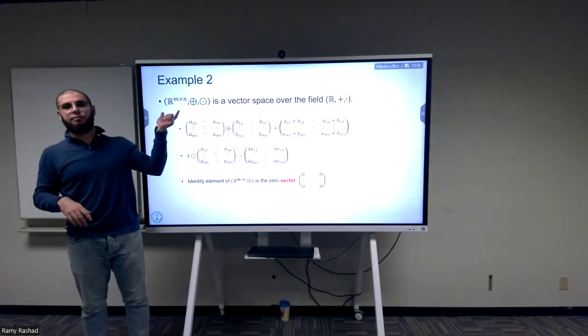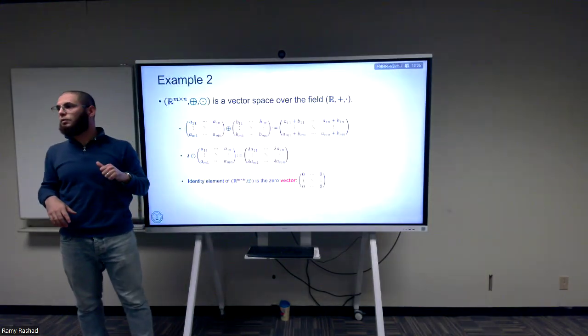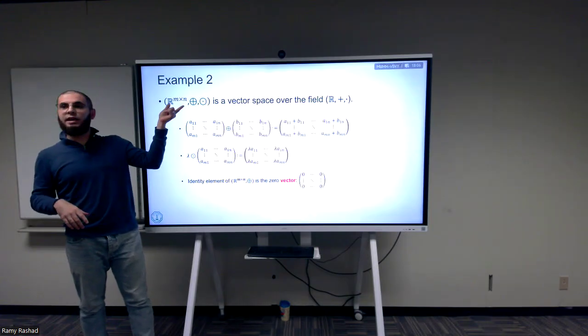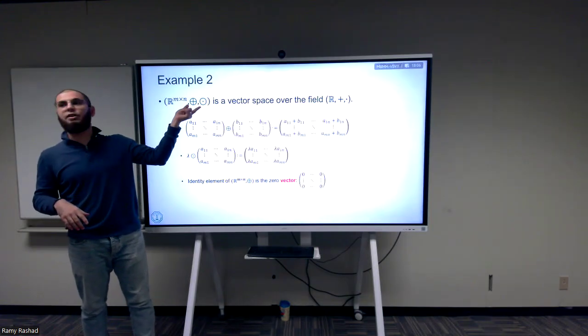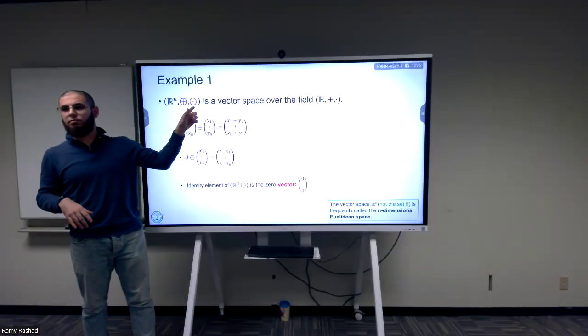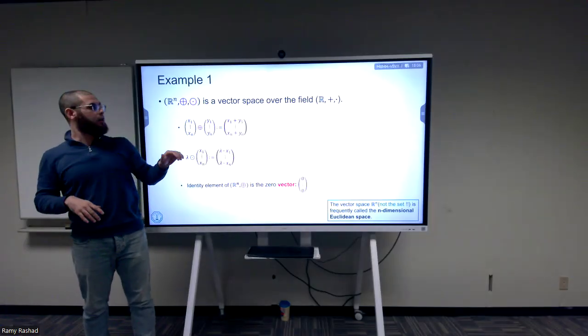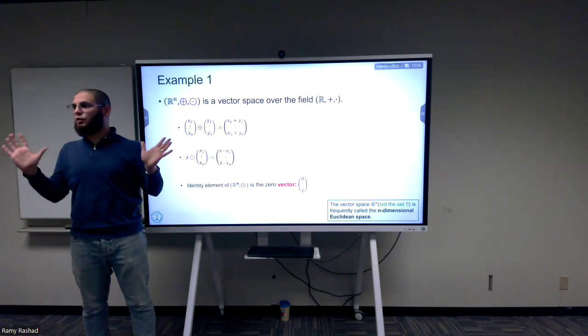Another vector space over the same field R. I'm going to be calling this a green operation, green plus, and this is a green multiplication. They are different from this one, completely different. Okay. Why are they completely different?